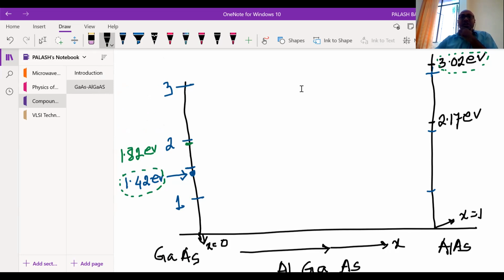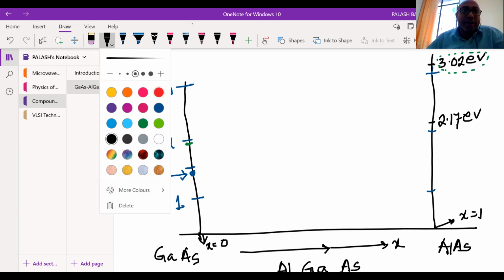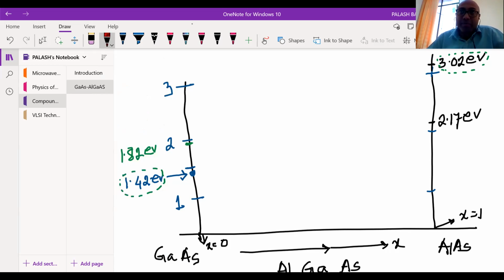Now what we have to do? We have to join it. So let's take a nice color pen. Join the direct point to direct point, because the direct point of gallium arsenide, which we have already marked 1.42 electron volt, there the k value is constant, and we try to mark it to 3.02. Let's do it actually.